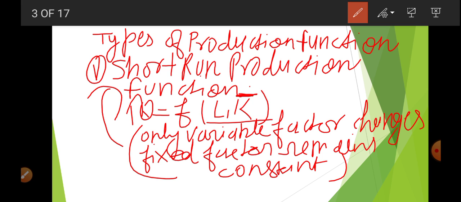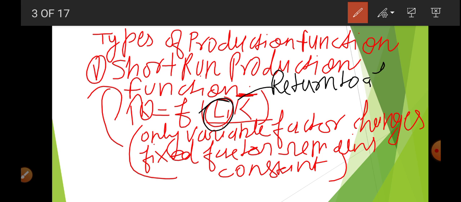Here we are making the change in only one factor, and this is why it is known as returns to a factor. This is the other name. Why? Because output increases or decreases just because of the change in the variable factor. The fixed factor is going to be constant. So these are the two things you have to keep in your mind.